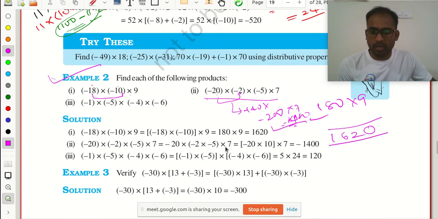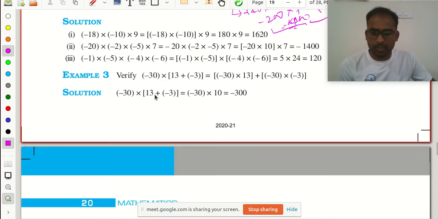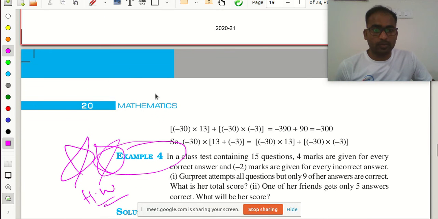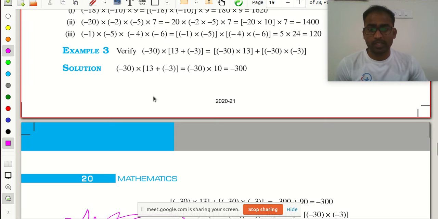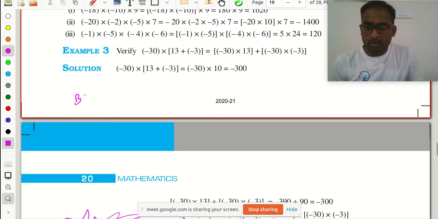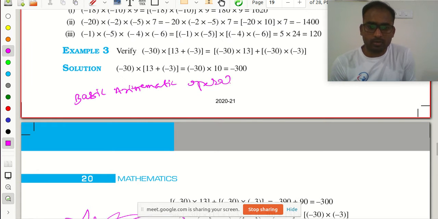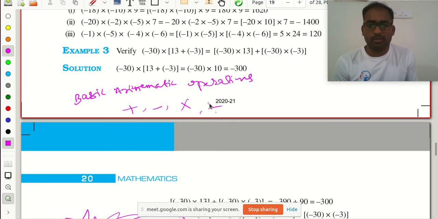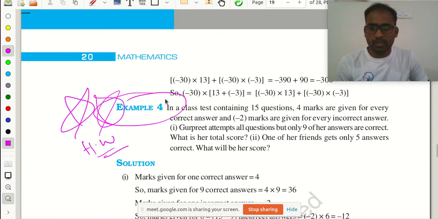Perfect. You know how to apply this. Same here, in this way also. That is why the properties are important. If you know the properties, you can play with your mathematics, with your basic arithmetic operations. What are the basic arithmetic operations? Addition, subtraction, multiplication and division. Yes, excellent. Everyone is following now.